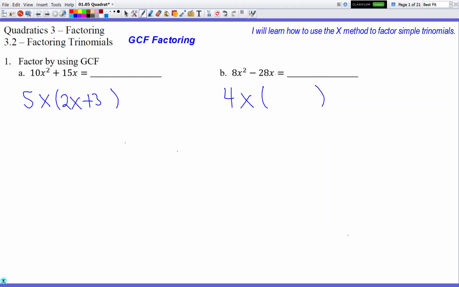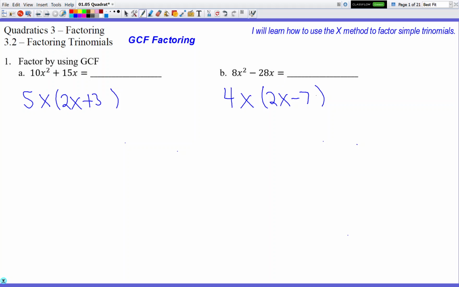Okay, so now let's figure out what goes in the parentheses. So 4 times what makes 8? And hopefully you say 2. And x times what makes x squared? So hopefully you say x. Okay, and 4 times what makes negative 28? Hopefully you say negative 7. And x times what is x? Oh, well, we already got that, so we don't need to put anything next to the 7. Okay, so letter B is done.